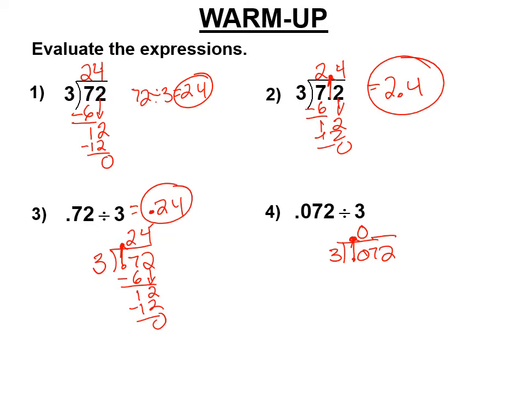3 goes into 7 2 times again. That 2 goes above the 7. We subtract 6 from 7 and get 1. We bring down the 2. 3 goes into 12 4 times. And we're done. And it's 0.024 or 24 thousandths. Neatness counts in division.